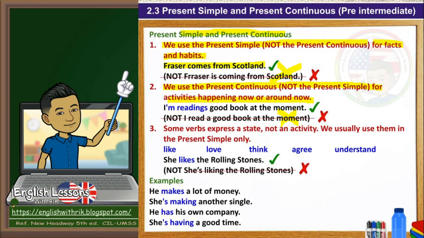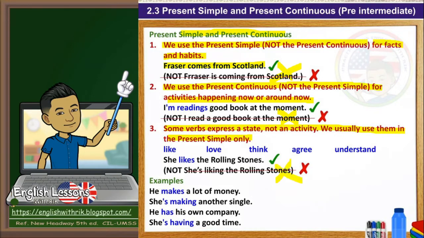Some verbs express a state, not an activity. We usually use them in the present simple only. For example, like, love, think, agree, understand. She likes the Rolling Stones.